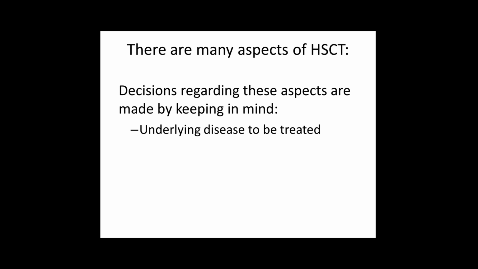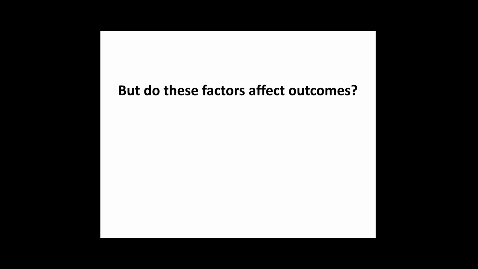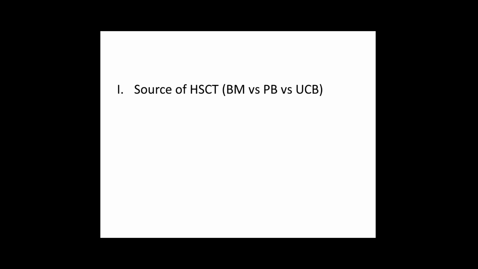The decisions regarding these aspects are made keeping in mind the underlying disease that's being treated, as well as the treating hospital's preference, and characteristics specific to the patient, including the patient's age, any other comorbid conditions, and the disease that's being treated by the hematopoietic stem cell transplant. A very fair question to ask now is, how do these different factors affect outcomes?